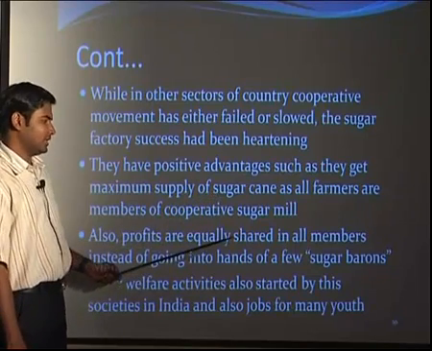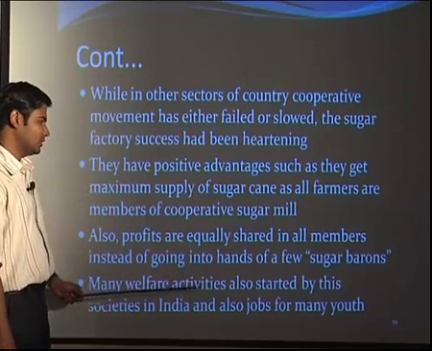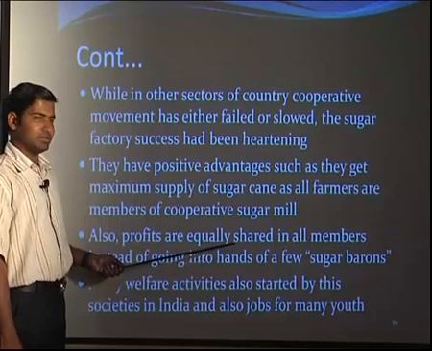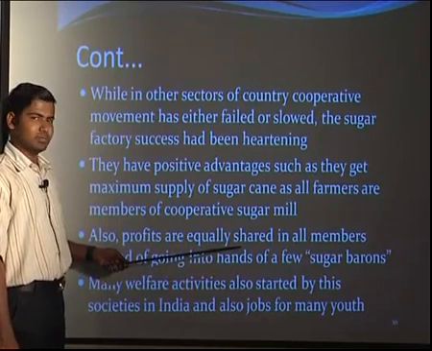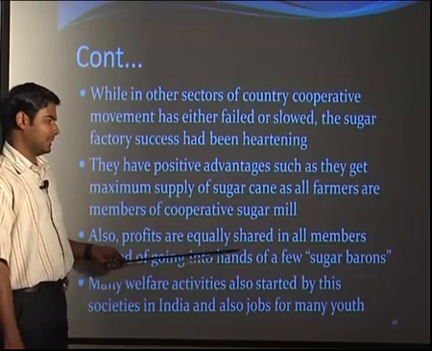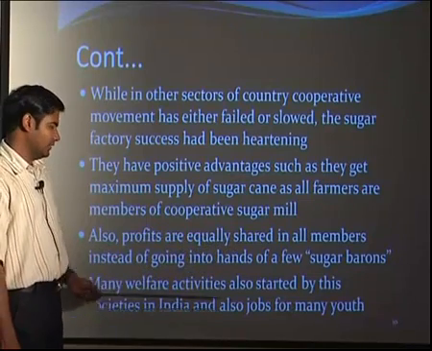Also, profits are equally shared among all members instead of going into the hands of a few sugar barons. As it is a cooperative, all will be members of the factory, and whatever profits they get will be equally shared. So both the industry people and the farmers will be equally benefited in this case.